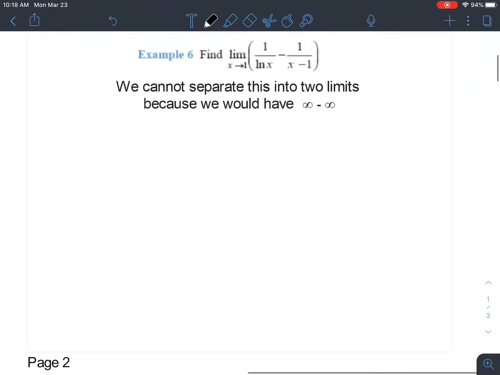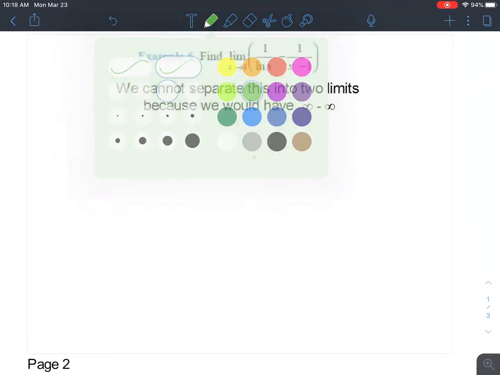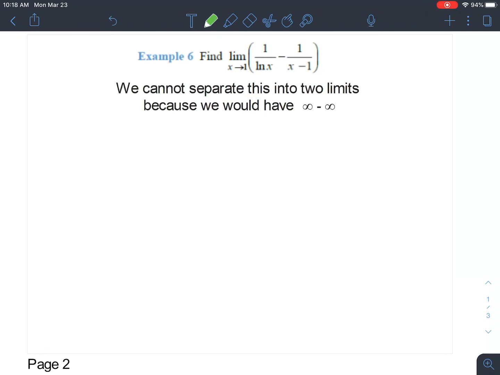So the first thing is just showing you a couple of these where we need to do some sort of manipulation to the limit before we can solve it. So in this first limit, if we were to put in 1, we would get 1 over natural log of 1 minus 1 over 1 minus 0. That becomes 1 over 0, which in this case would be infinity. And then the second one is also going to be 1 over 0, which will also be infinity. Now, we have infinity minus infinity.